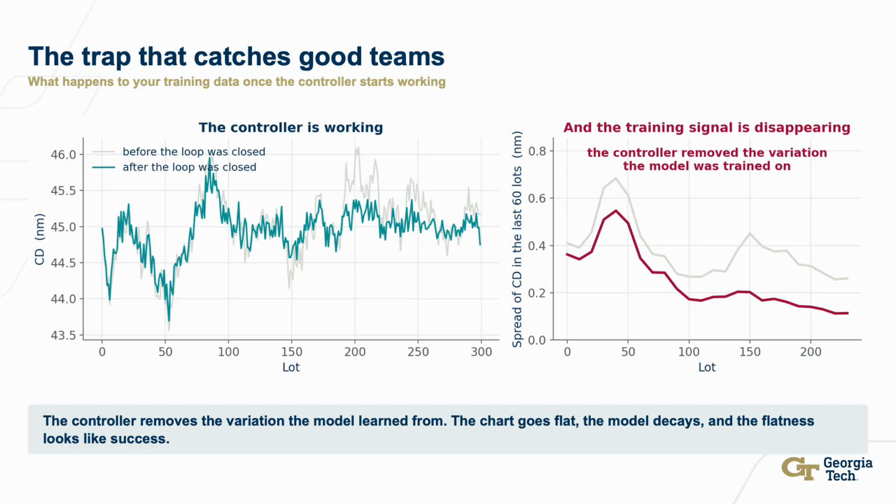And that is the difficult part. The flat chart looks like success. There is no alarm. The residual chart may be perfectly in control while all of it is happening. A closed loop consumes the variation that trained the model. If you do nothing about that, the loop slowly eats its own input.